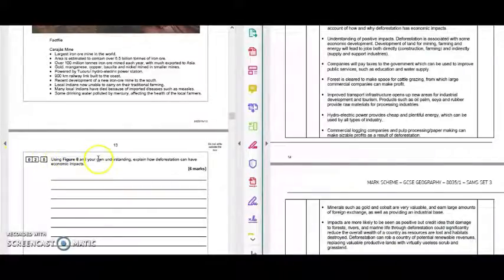2.5, using figure 8 and your own understanding, explain how deforestation can have economic impacts. So we've got to use the figure, but we'll use it as a stimulus because we can include our own understanding as well. And it's basically saying, why is it bad? Explain how cutting down trees gives economic impact. So why is it good or bad in terms of money if we cut down loads of trees?